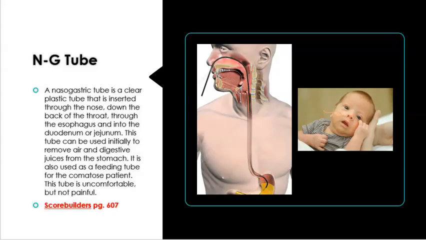Exercise can be performed with the NG tube in place, but movement in the patient's head and neck should be avoided, especially flexion or forward bending. So that's on page 607.